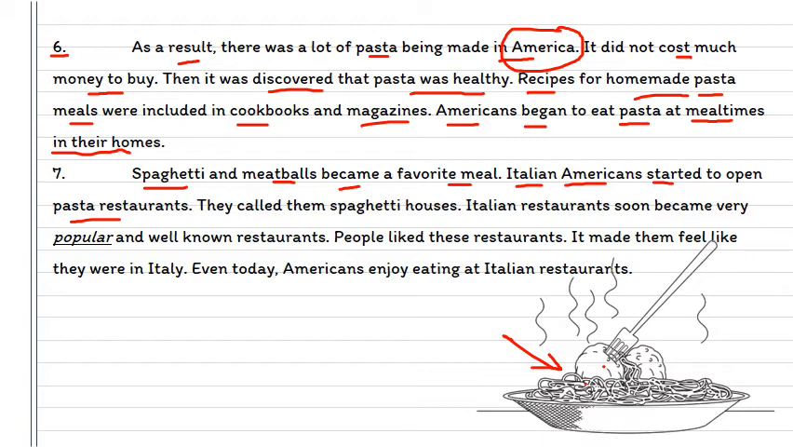So first they used to bring all the ingredients from Italy, and then Americans opened factories that make pasta, and later on Italians started opening pasta restaurants. They called them spaghetti houses. Italian restaurants soon became very popular and well-known restaurants. People liked these restaurants. It made them feel like they were in Italy. Even today, Americans enjoy eating at Italian restaurants. We should thank Italians not only for pasta but also for pizza.